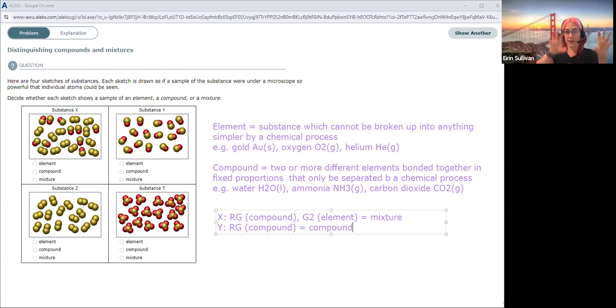So the red and the gold atom, which are bonded together, you can only separate that bond by some kind of chemical reaction. If you heat it up or cool it down, that's a physical process, and it would not separate the red atom from the gold atom.